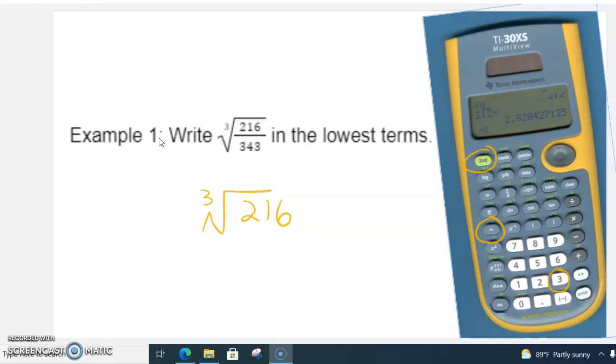and then you're going to take the cubed root of 343. So the cubed root of 216 is going to be 6, and then the cubed root of 343 is going to be 7. So you should have gotten 6 over 7 for example 1.